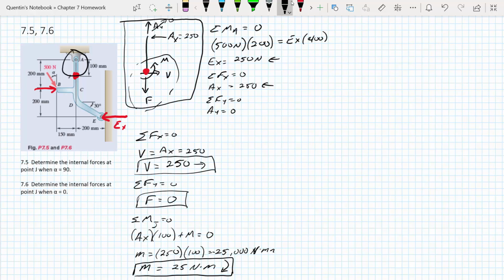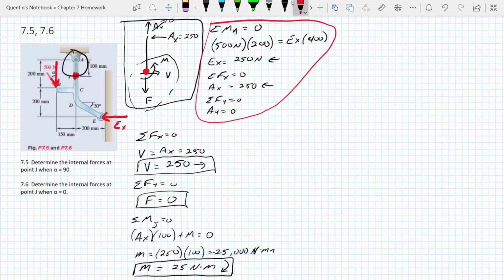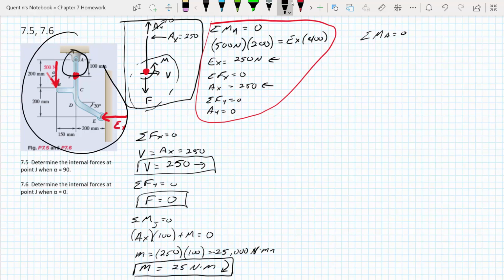Now, let's look at number 6, where basically now instead of having this force here, we're going to get rid of that, and we're going to say this 500 Newton force is applied right there. Okay, so the first thing we have to do is redo this stuff, right? Because this is now going to be different. So let's take my sum of the moments at A is equal to 0. I'm dealing with this whole rigid body, because I'm trying to find EX, AX, and AY.